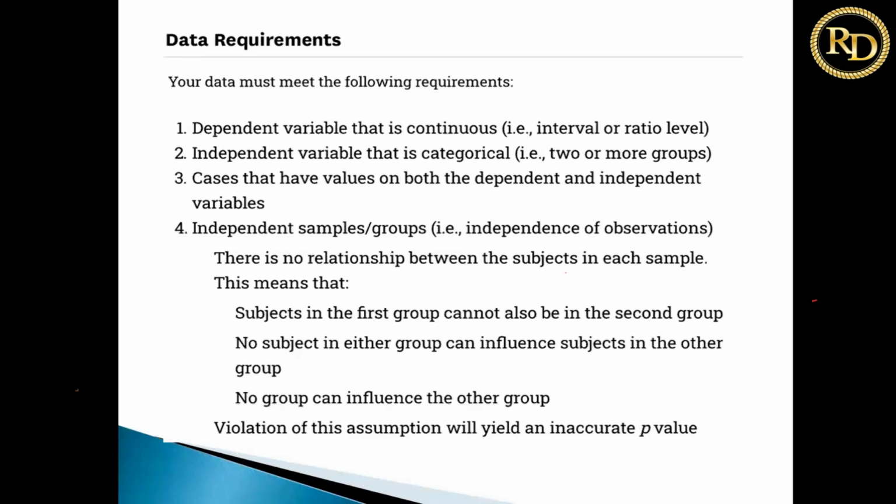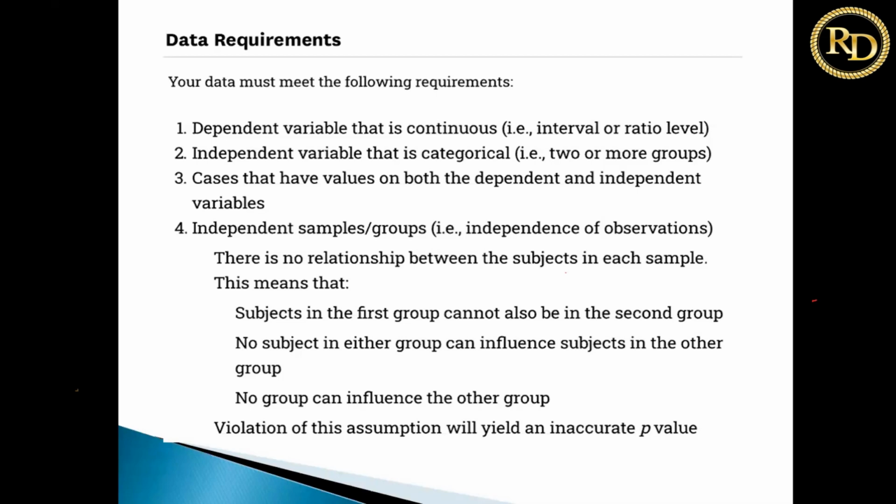The same data requirement is required here: the dependent variable must be continuous, and the independent variables are categorical. Cases that have values on both the dependent and independent variable will be considered. In independent sample tests, we have groups.